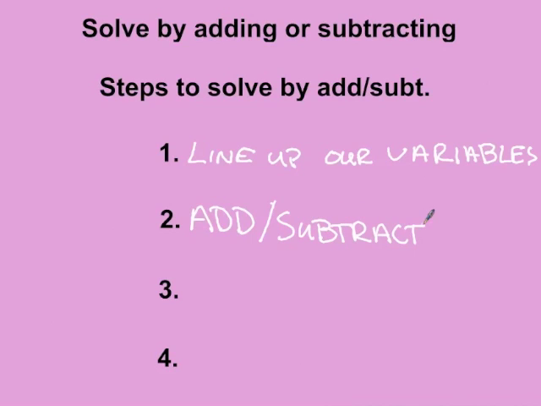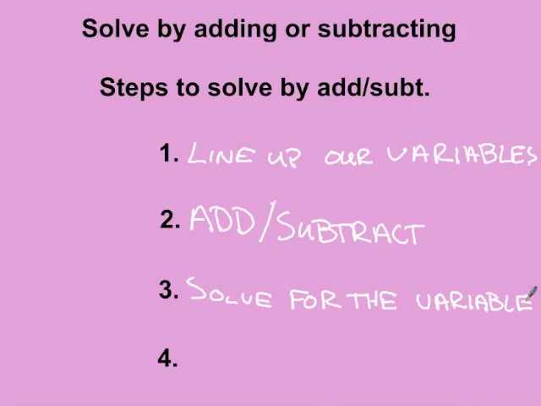In the substitution method, we substituted a bunch. In the graphing method, we graphed a bunch. The adding and subtracting method, not just a clever name, we're going to add or subtract both equations. Our third step then will be to solve for a variable.